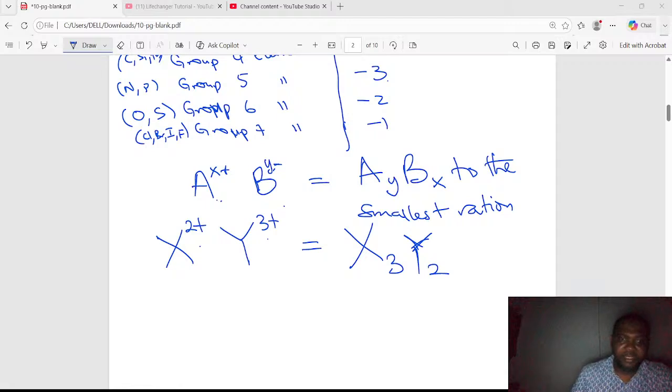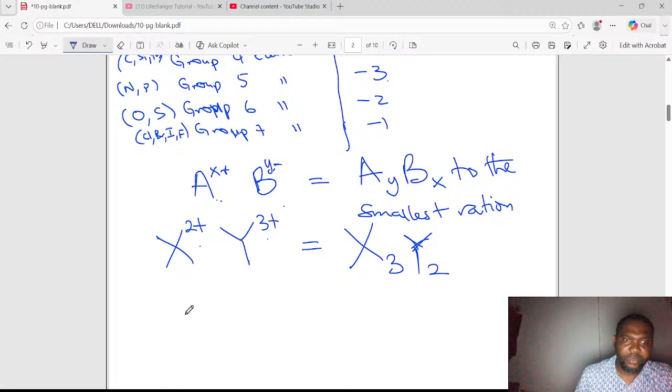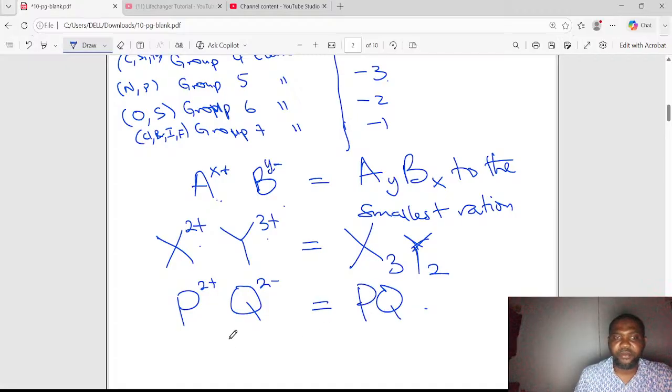Let's say an element P has a valency of plus 2. Another element Q has a valency of minus 2. Because they have the same valency, they just combine 1:1 like this. Remember, to the smallest ratio. Smallest ratio means that 2 can divide 2, 2 here 1, 2 here 1. So it will just be PQ. So this compound is PQ. I hope you get that.